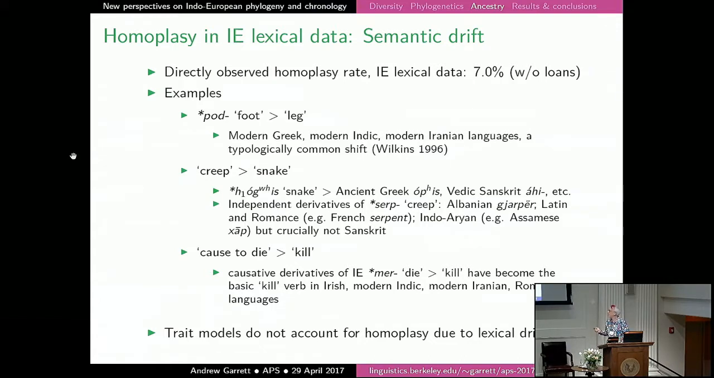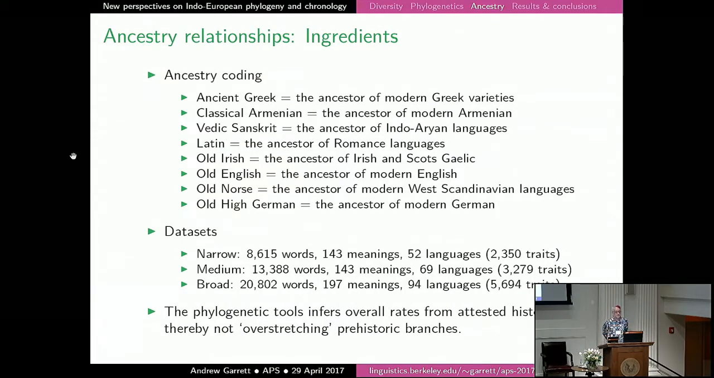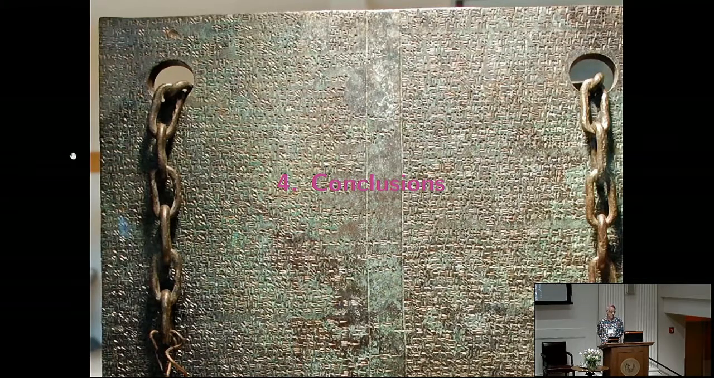But the basic technical problem is what's shown on the bottom of this slide. The trait models that are used in this kind of analysis do not account for parallel independent development satisfactorily. So what we did as an alternative is simply to hard-code these ancestral relationships so that ancient Greek was hard-coded as the ancestor of modern Greek, and so on. What that means is that we have inferred from the actual documented relationships what the rates of change are, and then we use that to infer the rates of change over the entire tree. And this results in not overstretching prehistoric branches.